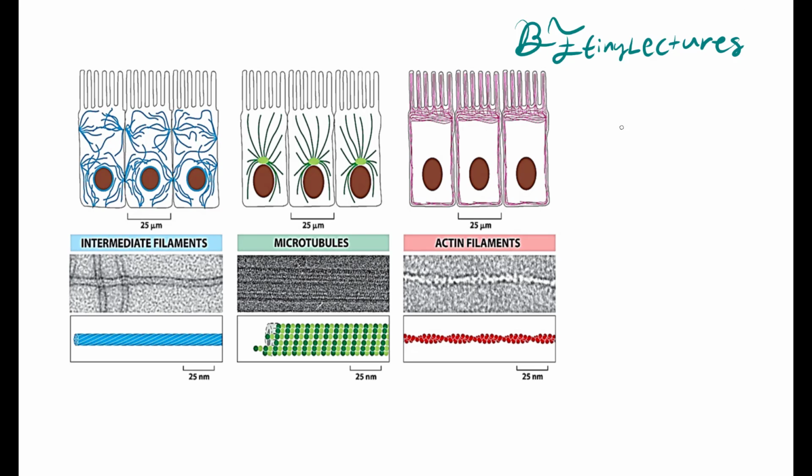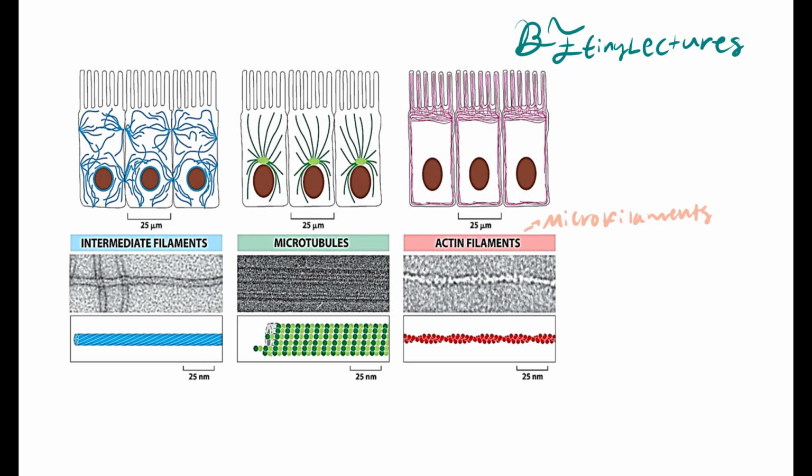Like I said before, there are only three cytoskeletons, those being the intermediate filaments, the microtubules, and the actin filaments, which are also called microfilaments. If we were to rank the sizes from thickest to thinnest, then we would have this hierarchy.